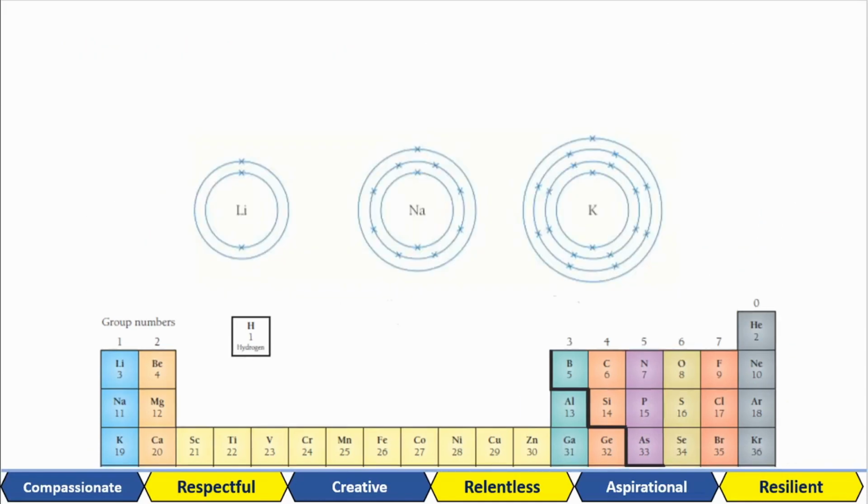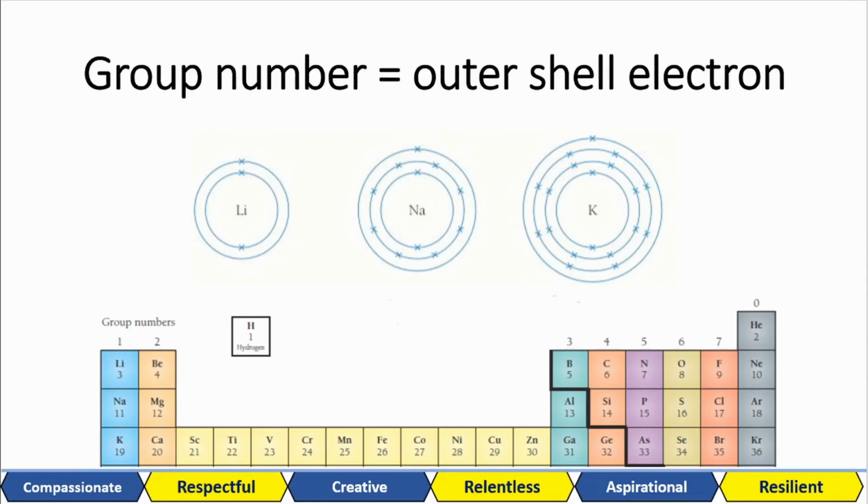We can take the periodic table even further. The group number on the periodic table is equal to the number of electrons on the outer shell. Lithium, sodium and potassium all have 1 electron in their outer shell, which is why they are all in group 1. I'll go to Jaden again since he's on a roll.